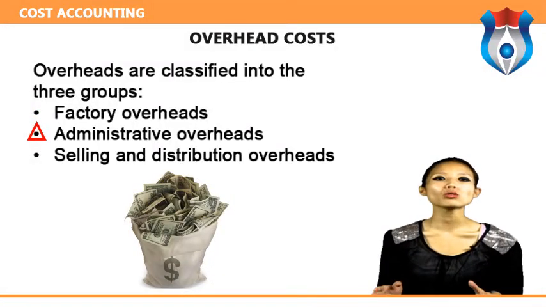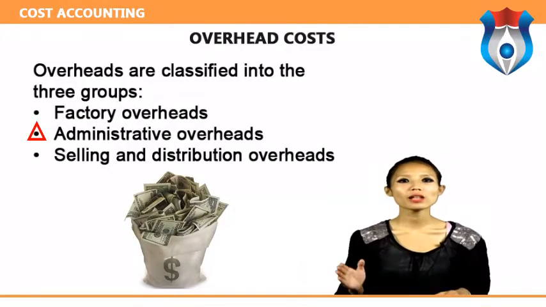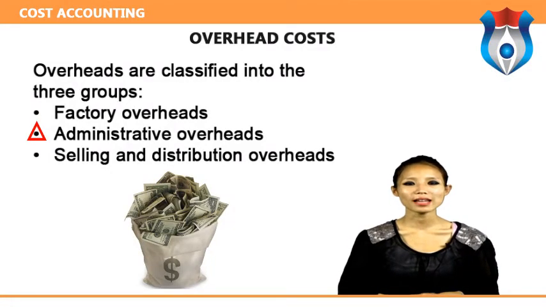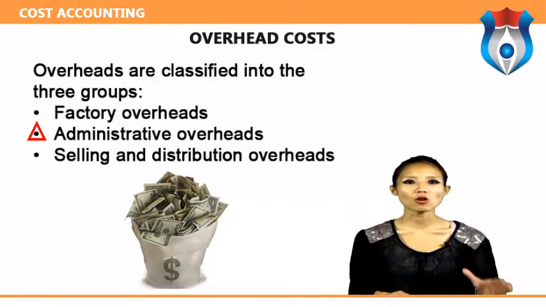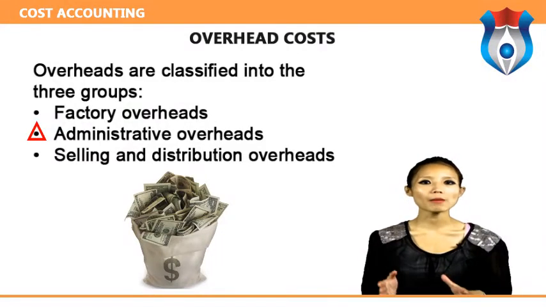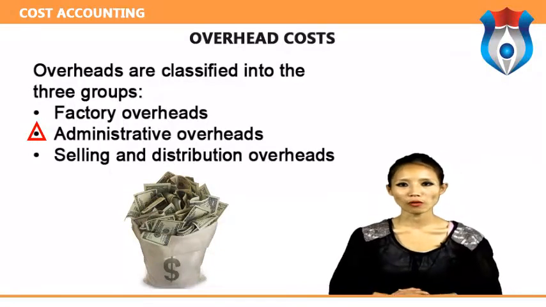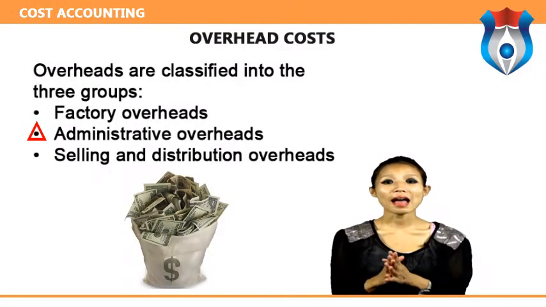Administrative overheads. It includes all those indirect expenses which are incurred in respect of general administration and management of an enterprise. These expenses are of common nature and are incurred for the business as a whole. They are apportioned among cost units on some appropriate basis. Like factory overheads, administrative overheads also tend to be fixed and variable.